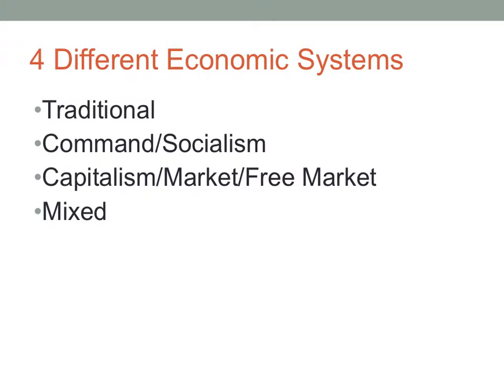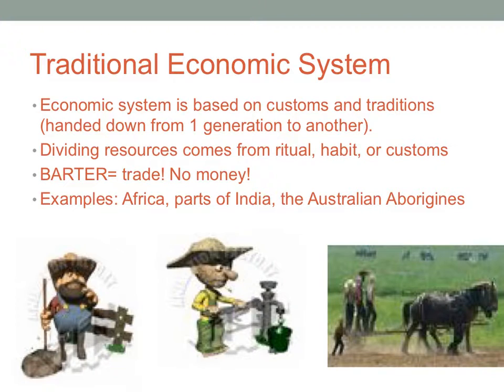There are 4 different types of systems that we're going to look at today: traditional, command, capitalism, and mixed, okay? The first one we're going to talk about is traditional economic systems. With traditional economic systems, this is really just customs or traditions that are going to influence how the economy is run, okay? So it's based off of rituals or customs, okay?